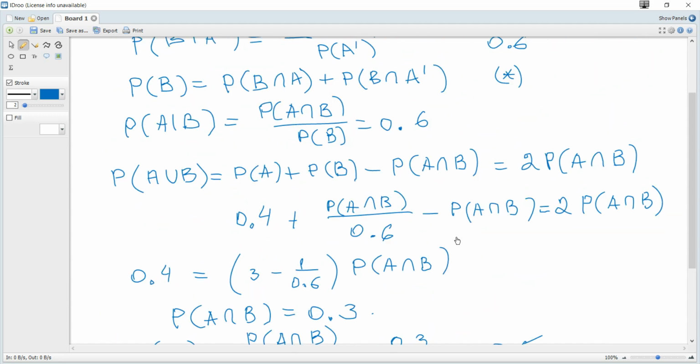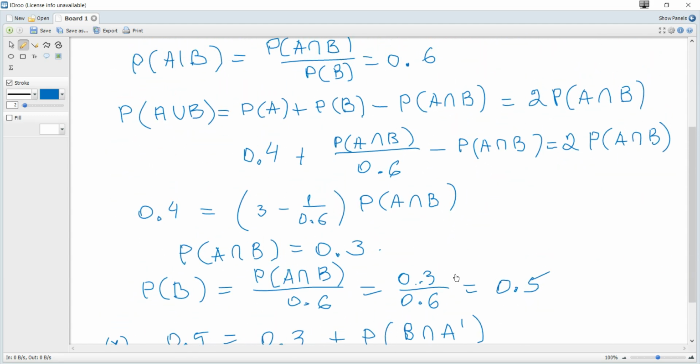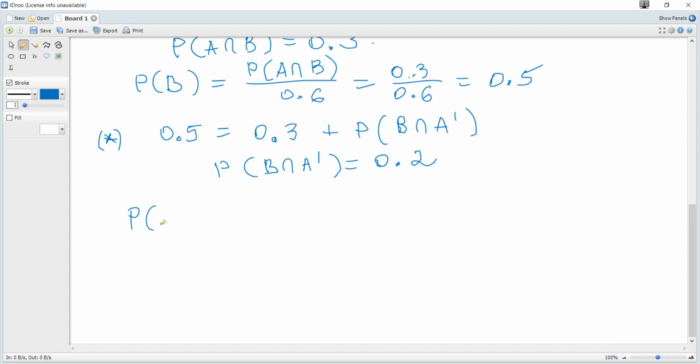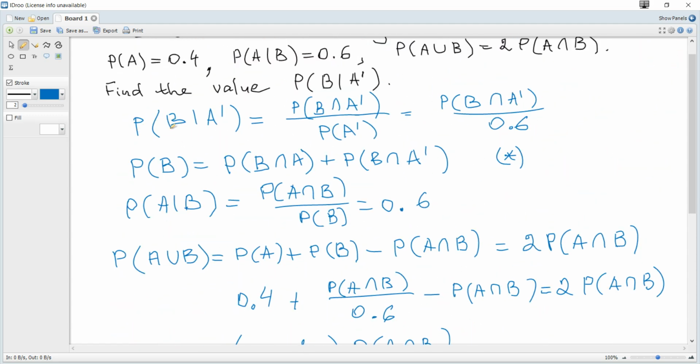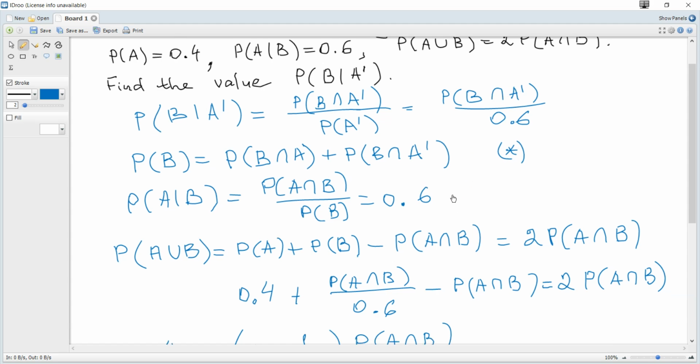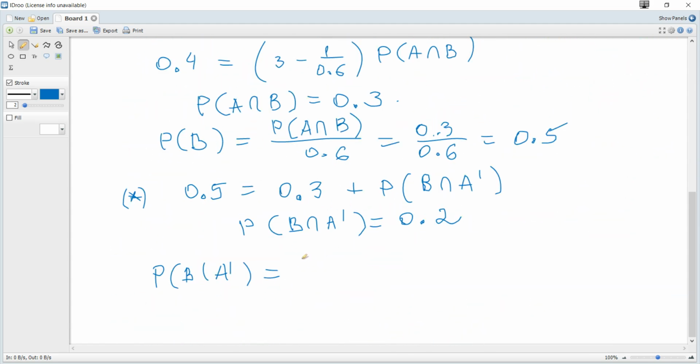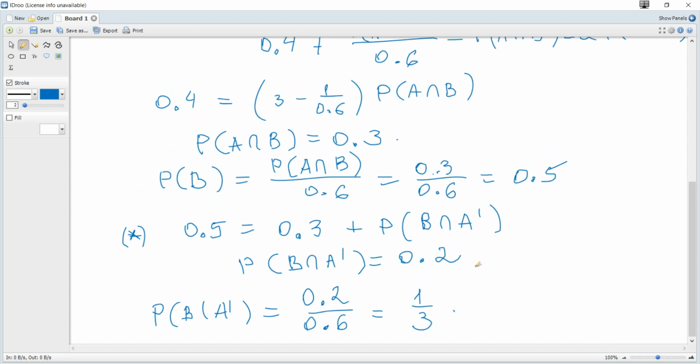And finally, probability of B given not A becomes this, which is required, and it's probability of B and not A divided by 0.6, and it's 1/3. And that's all for this question.